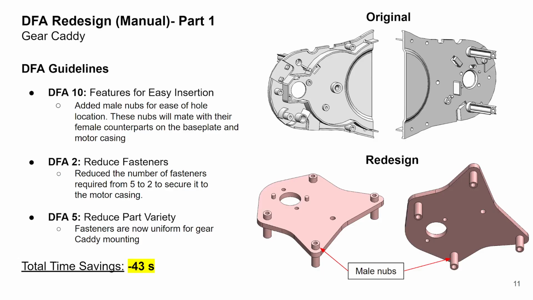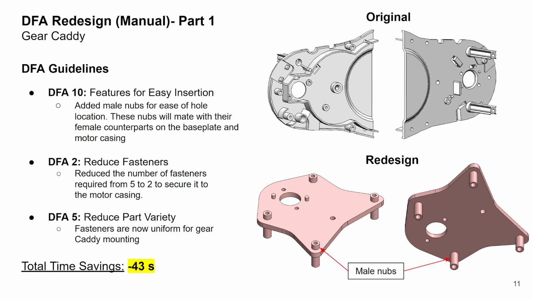We chose the gear caddy as our first part and made several design changes, especially to the overall geometry of the design. These changes were for the ease of editing of the CAD model, but also play a role in the DFM criteria mentioned later in this presentation. The first DFA guideline we followed was DFA 10, Features for Easy Insertion. We augmented the CAD model to have male nubs on both surfaces so that they would insert into the female hubs on their adjacent parts.